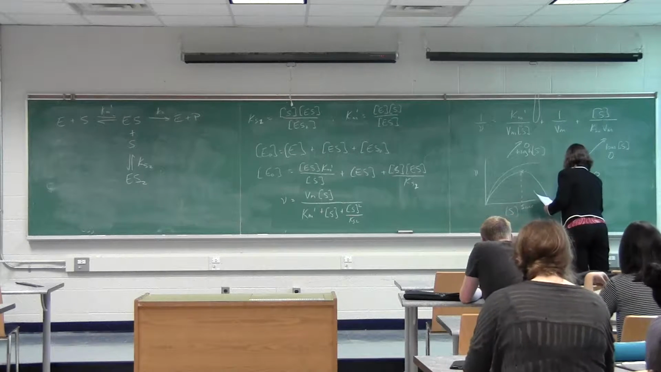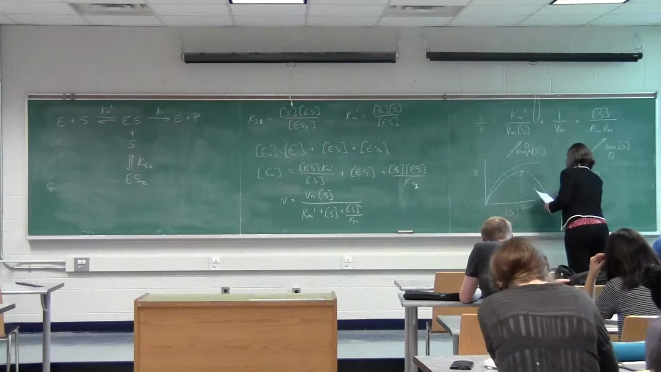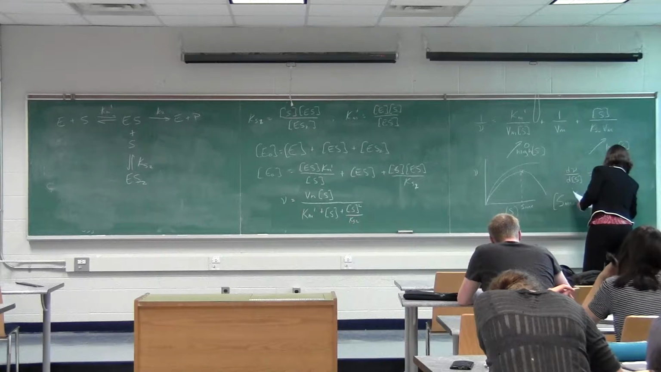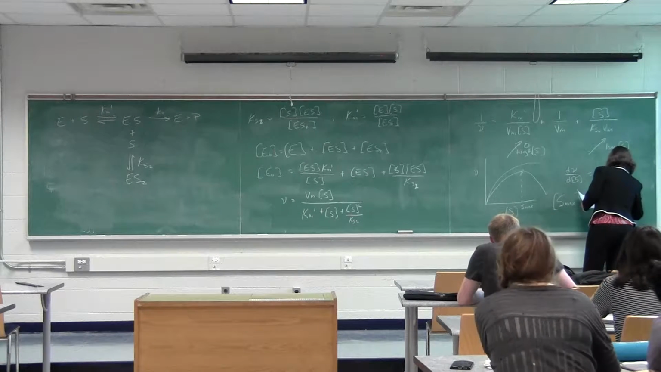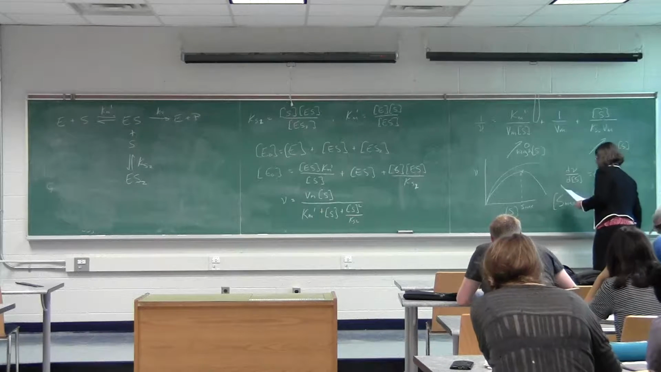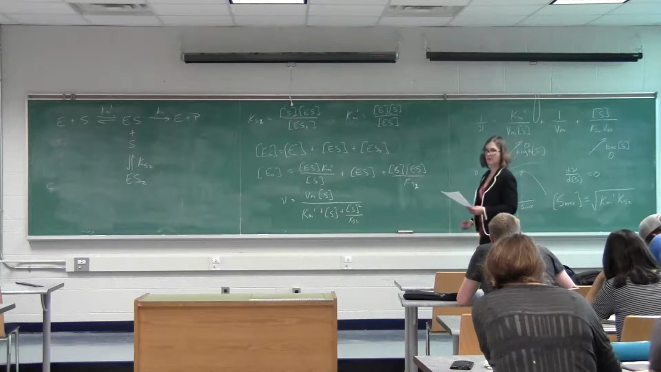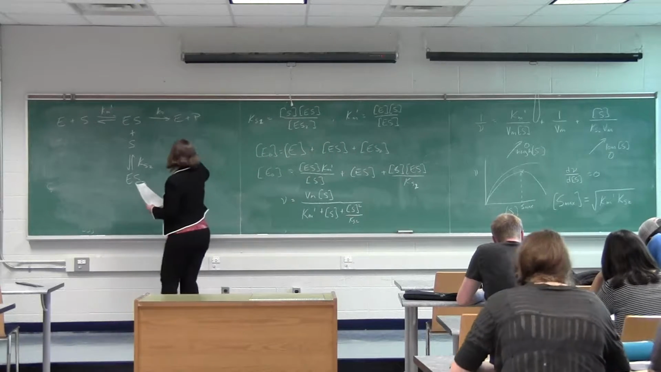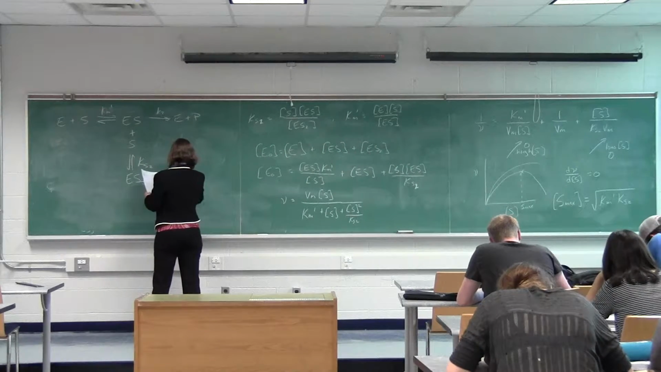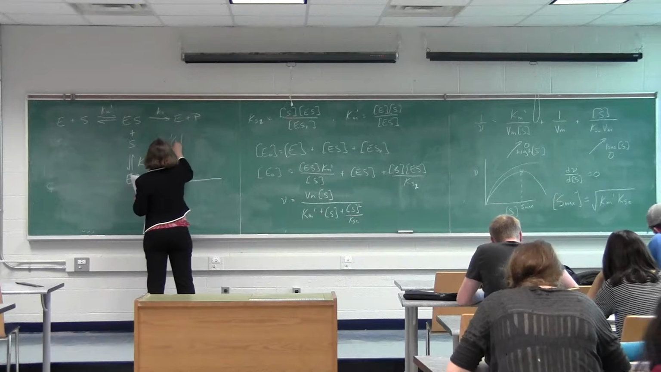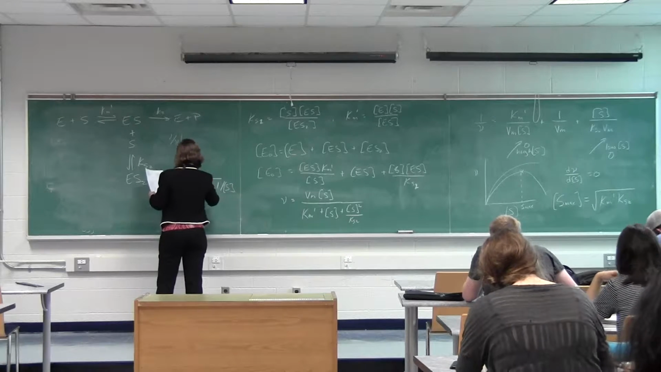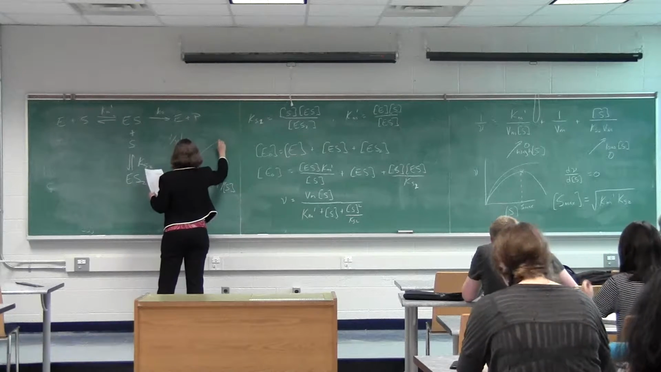S max equals... and then if we draw this in a Lineweaver-Burk plot, where that's your normal uncompetitive inhibition.